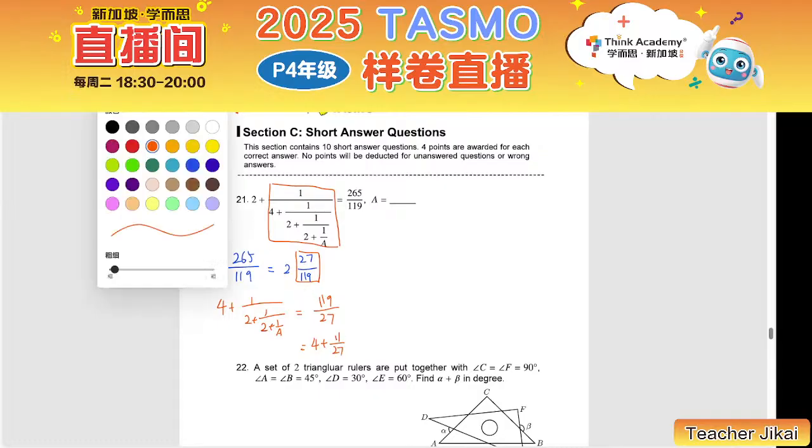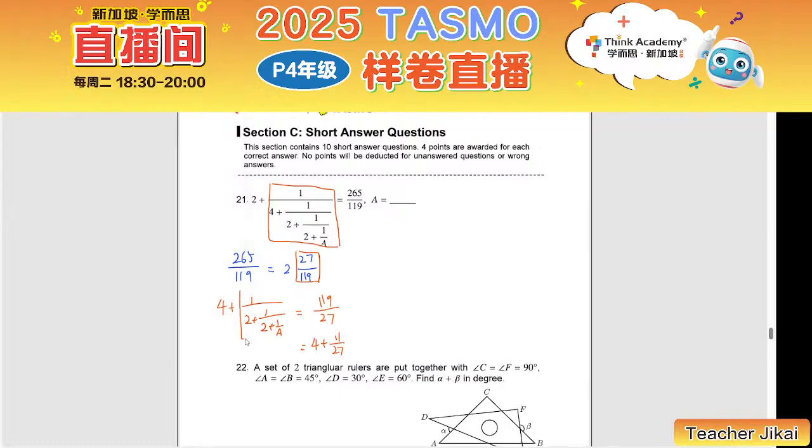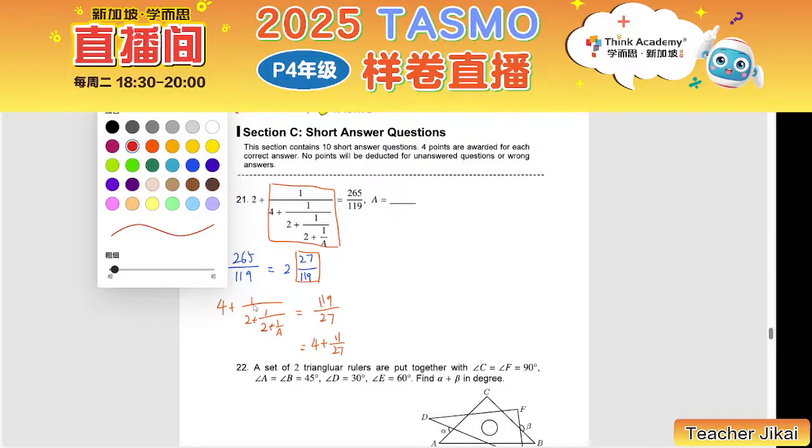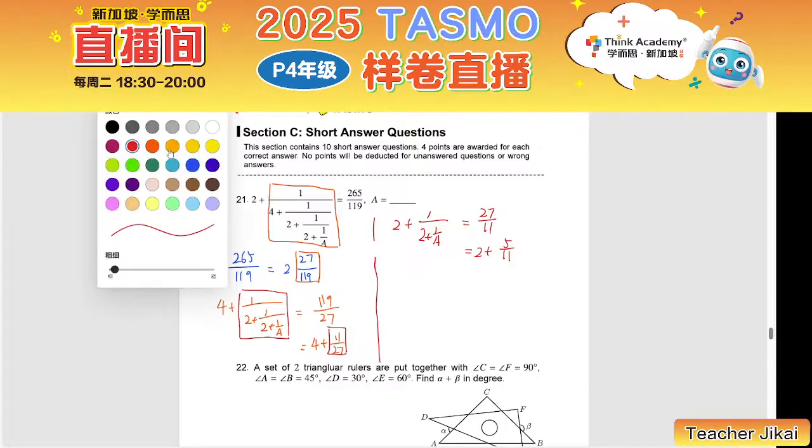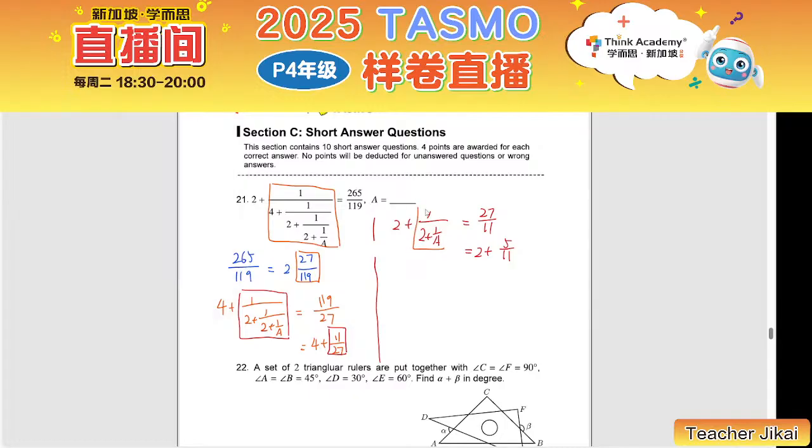So of course, we can just extract them out. This part will be equal to 11 over 27, and you take the reciprocal again. So 2 plus 1 over 2 plus 1 over a will be the reciprocal of this one, 27 over 11, which equals 2 plus 5 over 11. So you just peel off another layer, and this one equals this one.